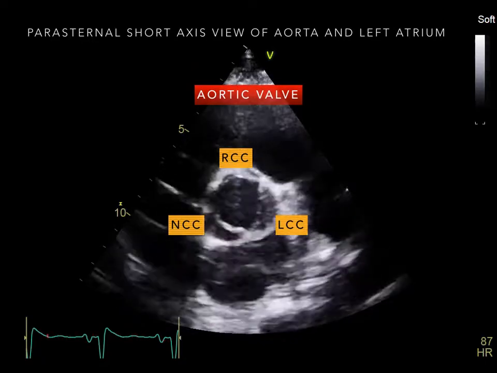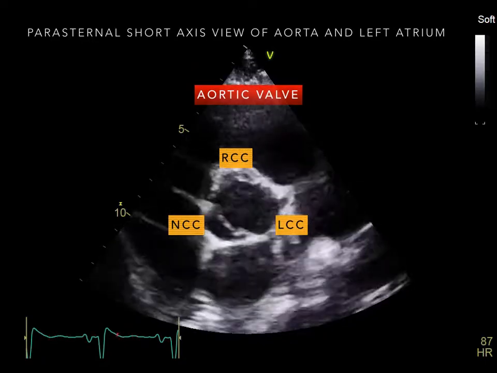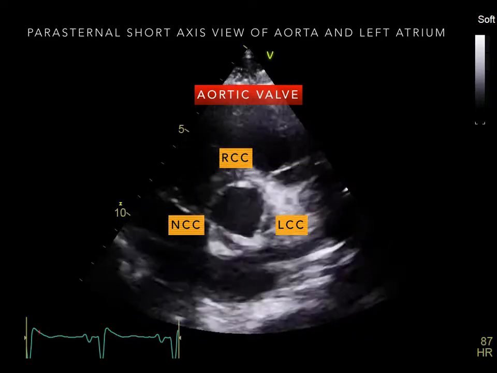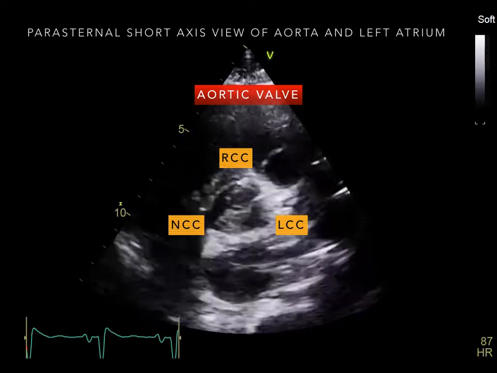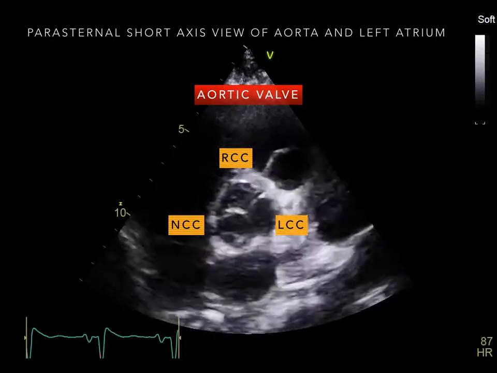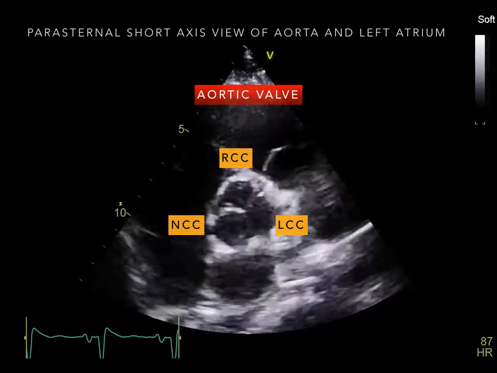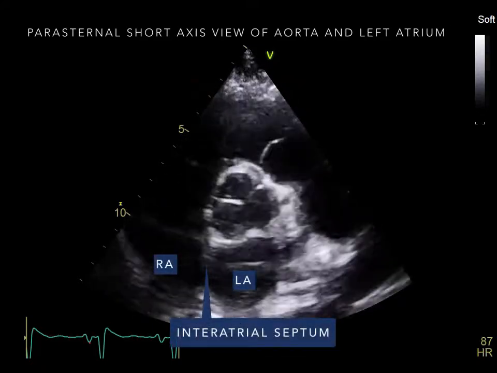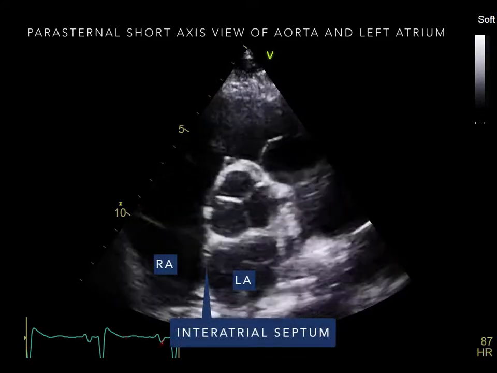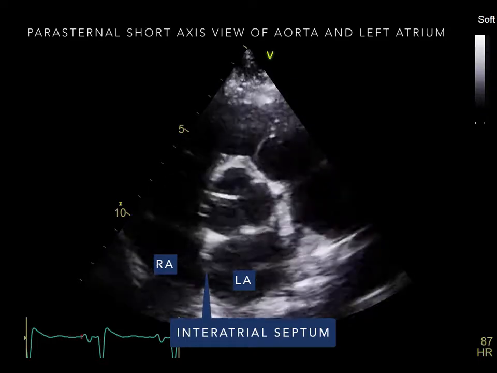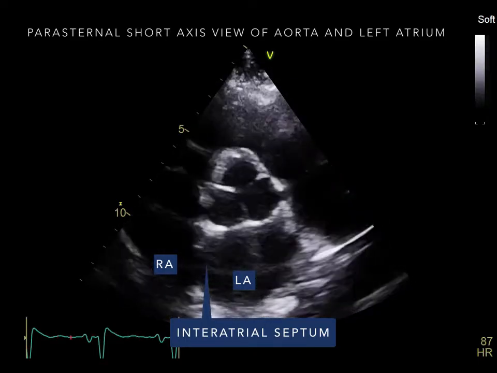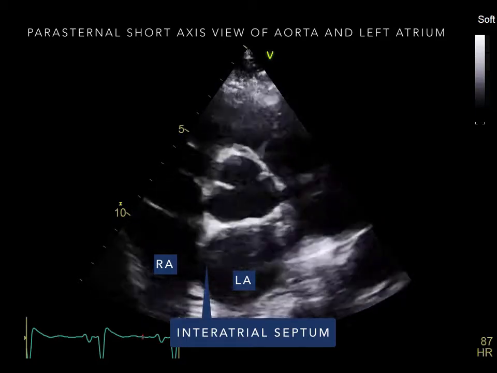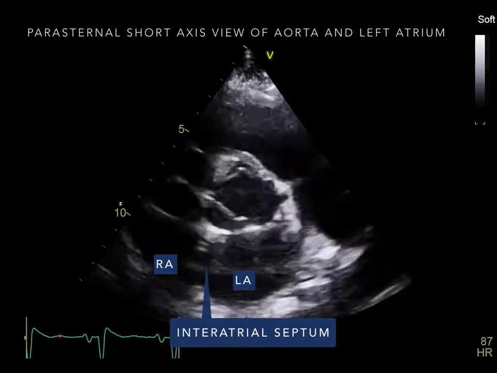All three cusps are visualized in this view. That is, the right coronary cusp, left, and non-coronary cusps. The left atrium is immediately posterior to the aorta. The right atrium appears to the left-hand side of the image. The interatrial septum separates the two atria.